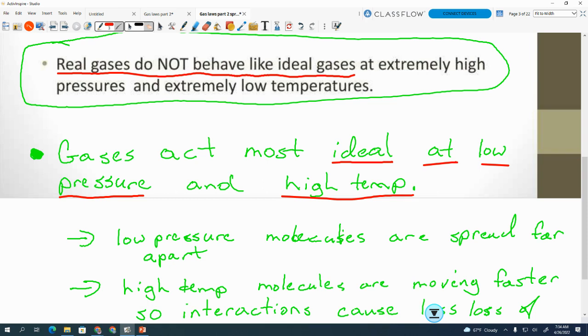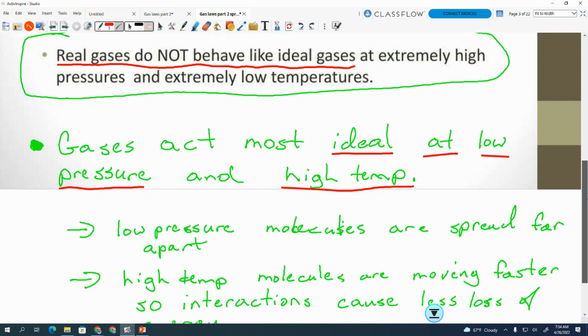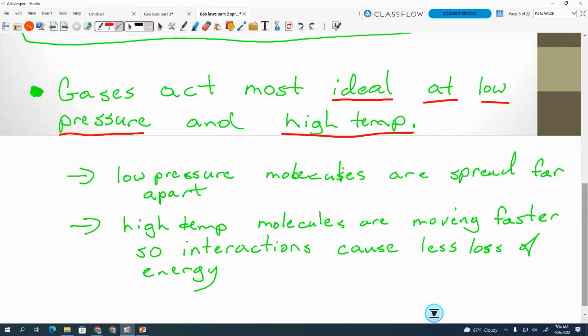All right. And then those next two statements are really just explaining why they act ideal at low pressure and high temperature. Again, because the molecules are spread far apart at low pressure, there's less chance of them interacting. They're not going to collide as much. And at high temperature, the molecules are moving faster. So the interaction is going to happen in less time. So there's not as much time for the interactions to occur.